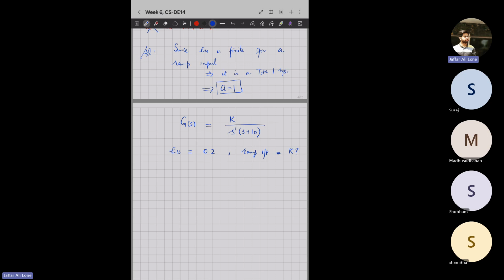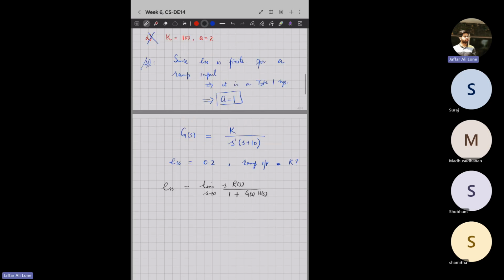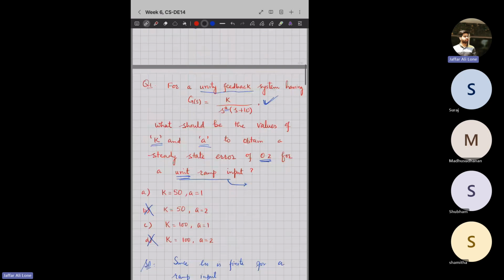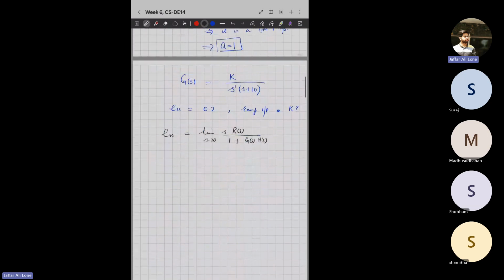Now what is the formula for steady state error? I'll just write that formula. My steady state error is limit s tends to 0, s into R(s) divided by 1 plus G(s)H(s). Now you see it's given in the question, it is unity feedback. And if it is not mentioned positive or negative, obviously you have to take negative feedback. So it's unity, which means my H(s) is 1.